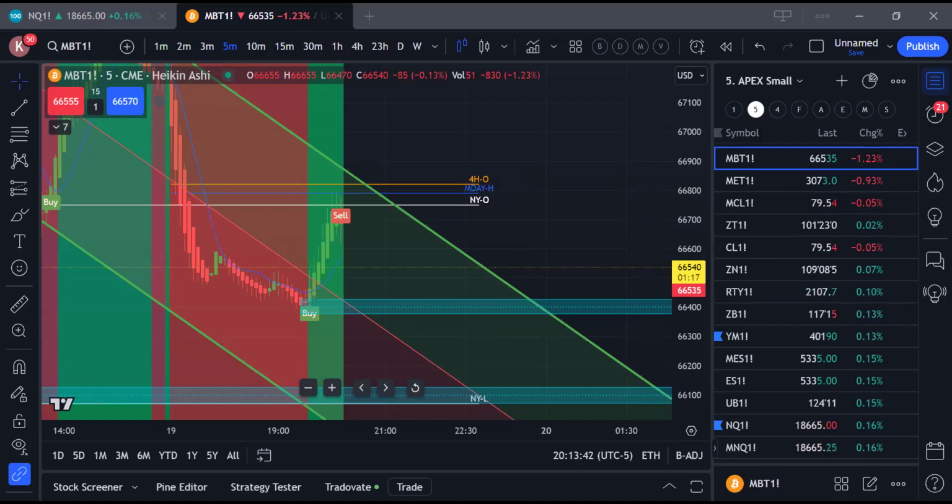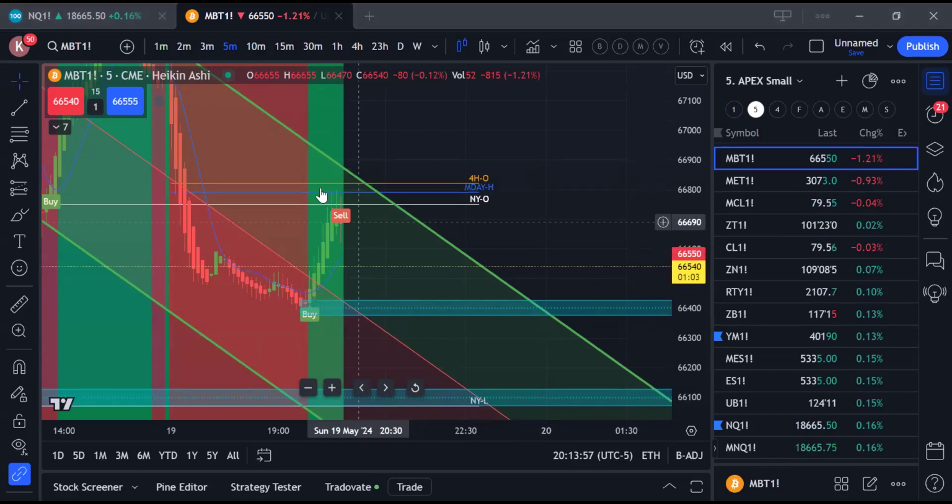Flowbots is a good one for copy trading. So when you are taking a trade, it gets copied into all the different accounts.